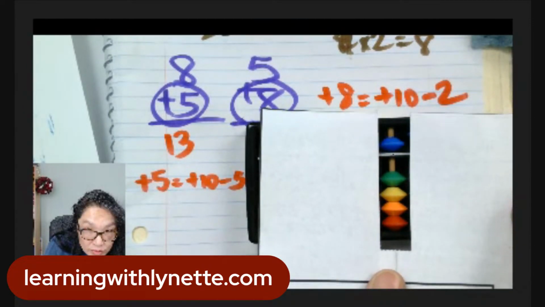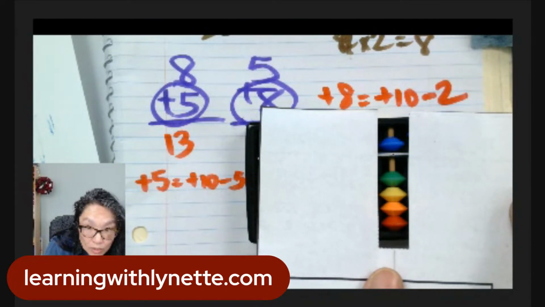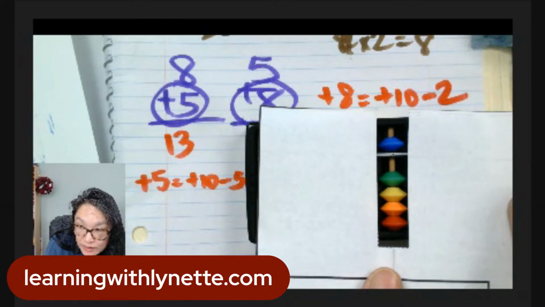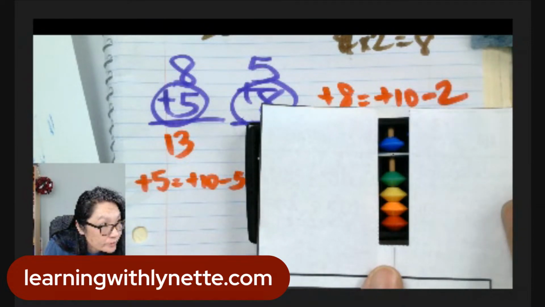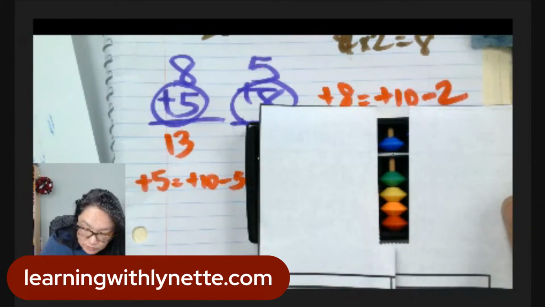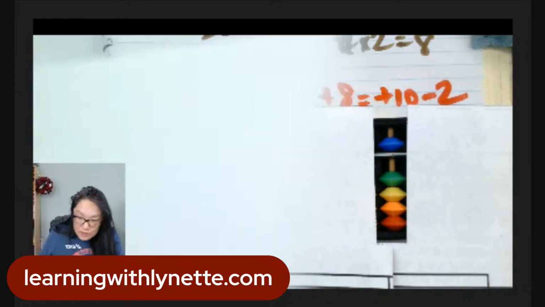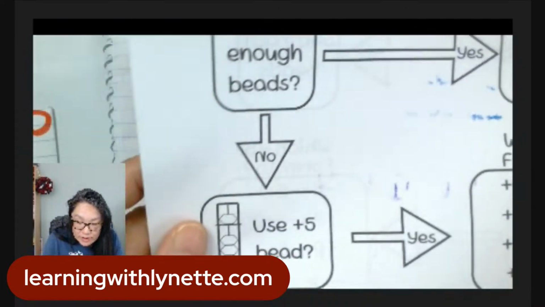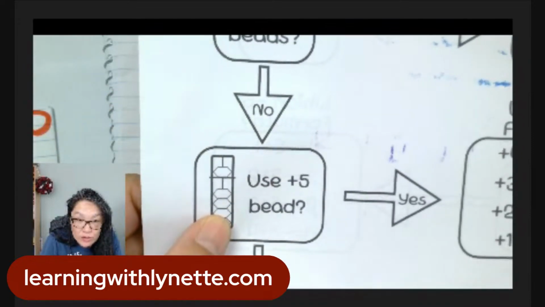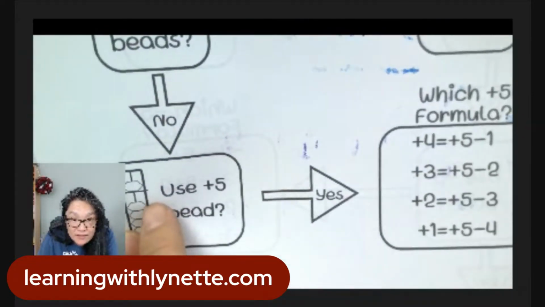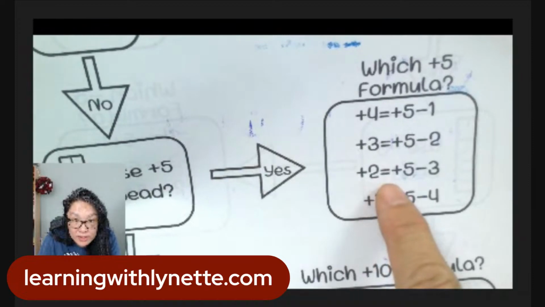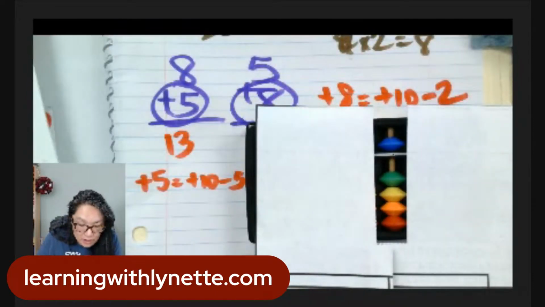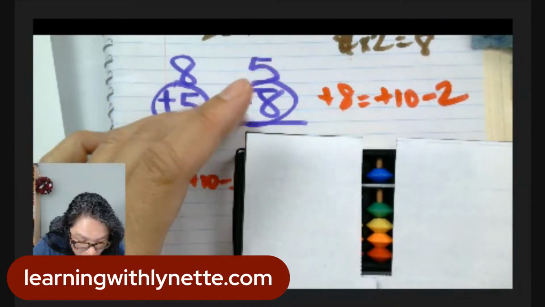Can I take away the 2? No, I can't. I cannot take away the 2. So what do I do? Well, this is where the step comes in. Is there enough beads? No. I cannot just take the beads. I have to try to use the plus 5. When I use the plus 5, I know plus the 2 is equal to plus the 5 minus the 3. So that's where this is two-step.